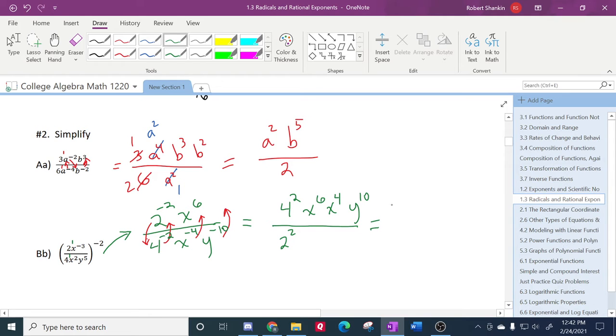So this is going to be 16. These two x's combine. Visualize 6 of them and 4 of them. Now there's 10 of them. And then 16 divided by 4 is 4. And that's my result. 4x to the 10th, y to the 10th.